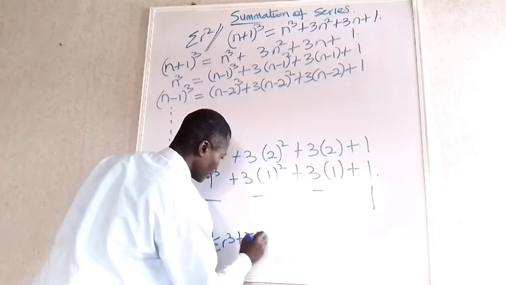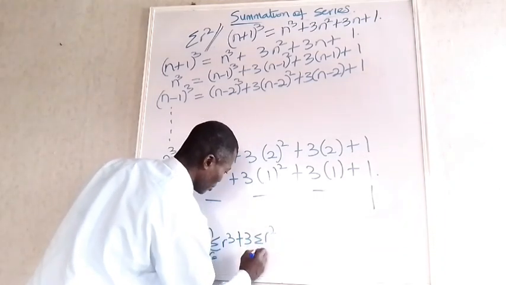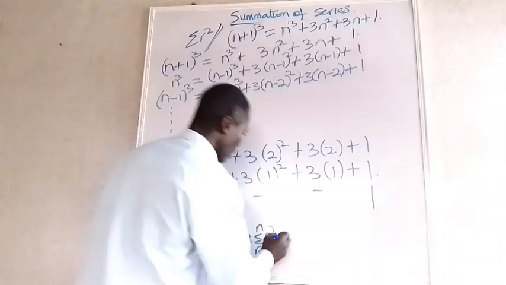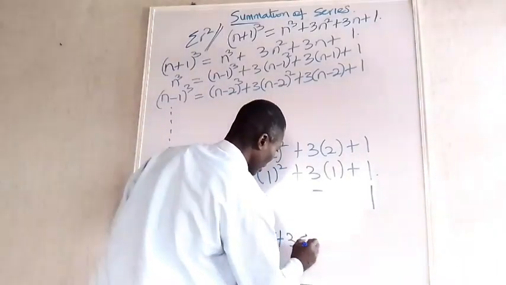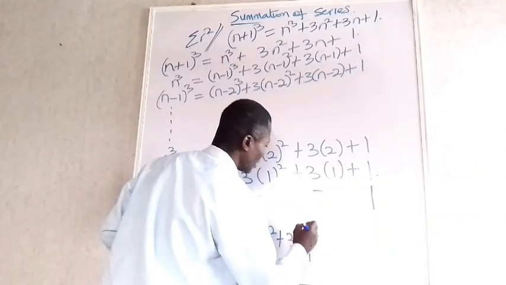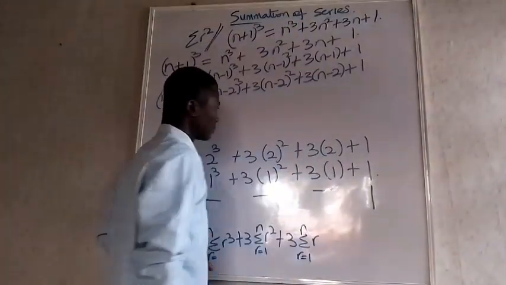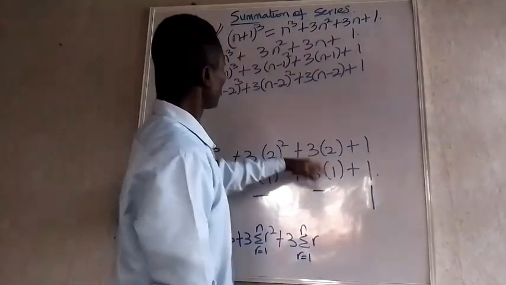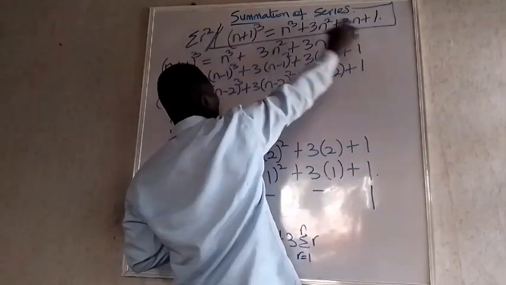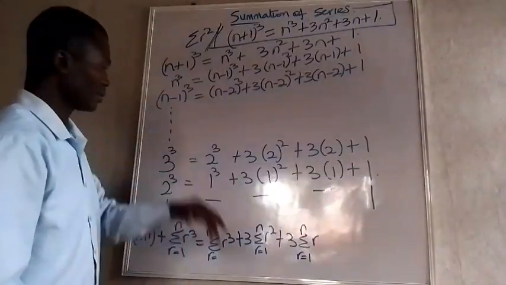Plus 3 into summation r squared from r equals 1 to n. That's it, from this to this. Plus 3 into summation r from r equals 1 to n, from here to here. Please, this one is not part of it. I just use this one as explanation. That one is not part of it.